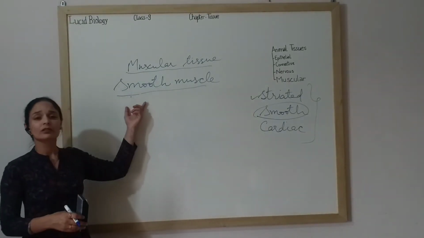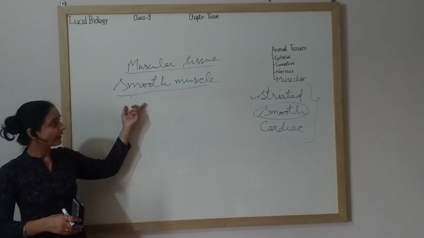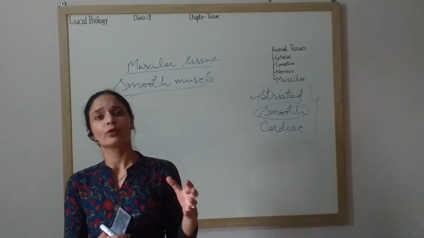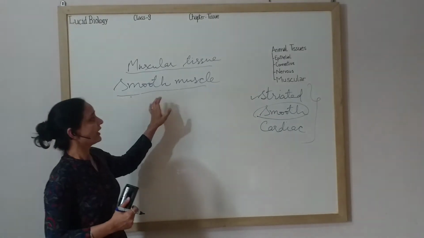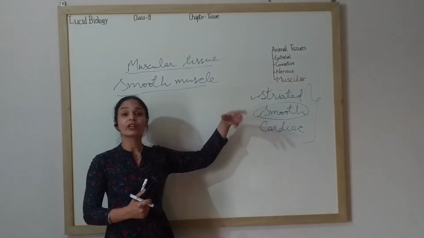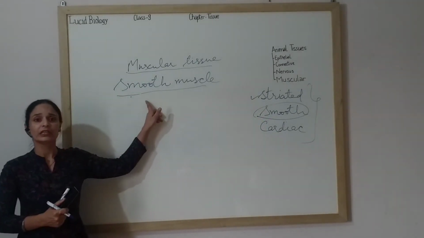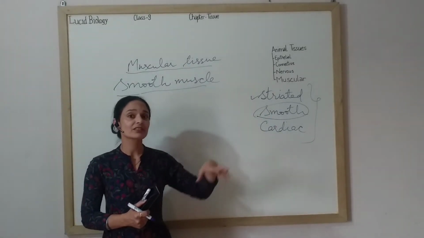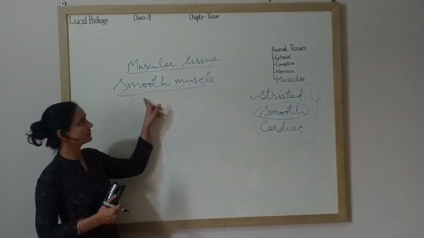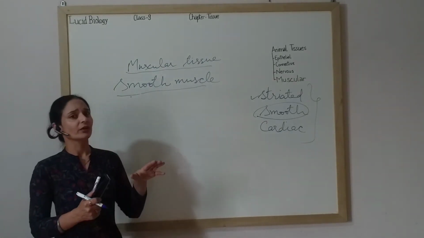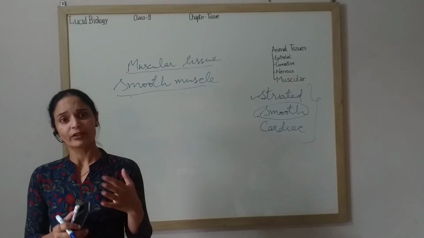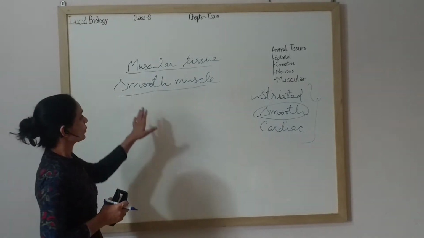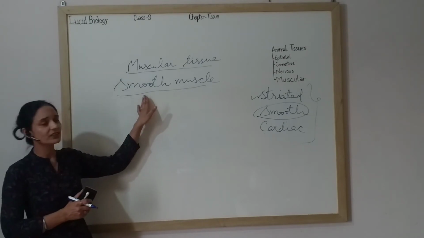They contract once, and that contraction, that movement, remains for a long time. In the case of striated muscle, they contract very fast and get tired. Striated muscles need rest, but smooth muscles contract comparatively slowly and work for a long time. They contract, and the effect of their contraction remains for a long time. Okay, so I hope this muscle is clear to you.